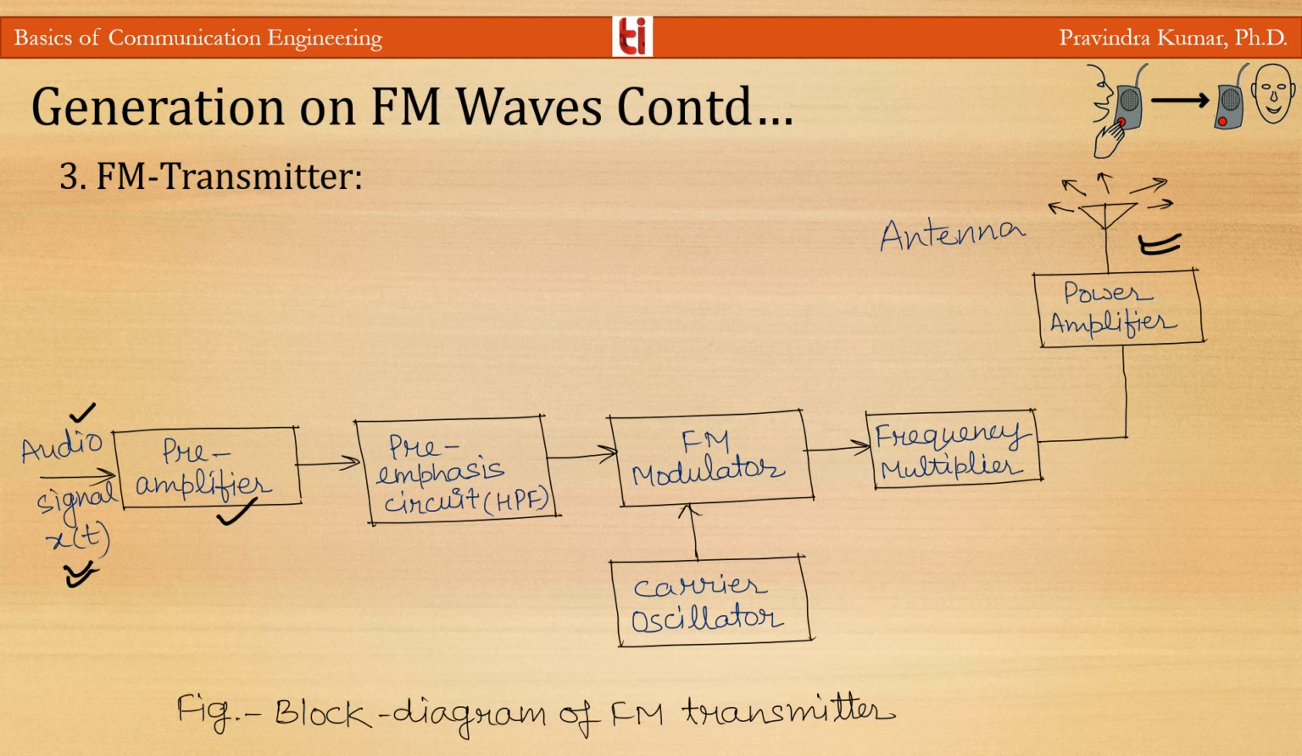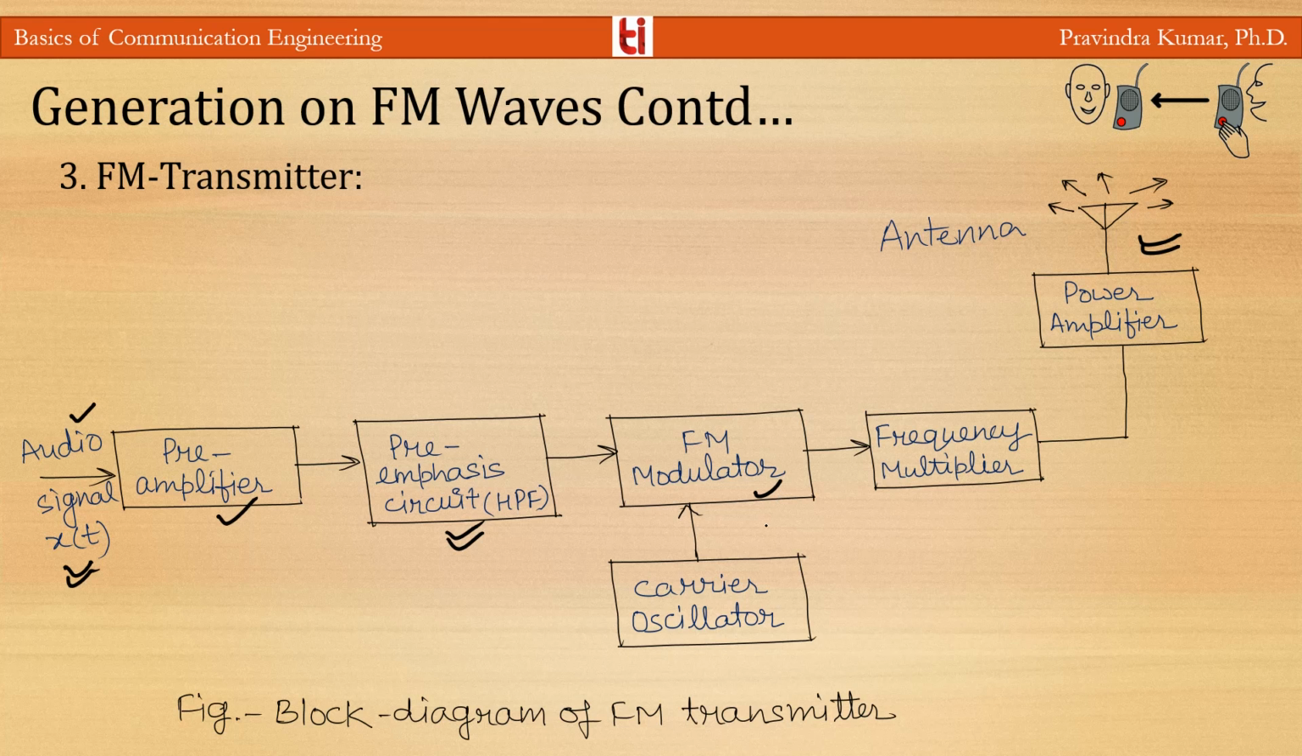The signal is then passed to the high pass filter or pre-emphasis circuit to filter out the noise and improve the SNR. So by passing the signal through the high pass filter or pre-emphasis circuit, we filter out the noise and can improve the signal to noise ratio. This signal is further passed through the FM modulator circuit.